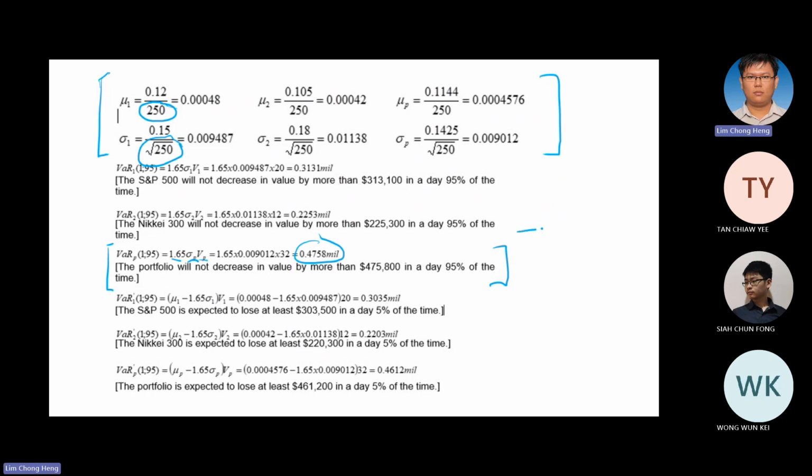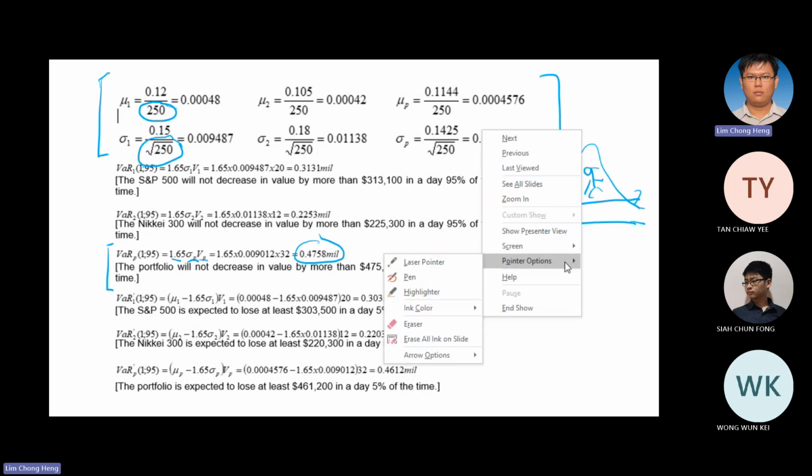Your result you can interpret based on 99% of time, 95%, either you are standing here. So 0.4758 means this is your maximum loss per day. You are 95% confident to tell your boss the loss will not be more than this figure. Okay, this is if you're standing at 95% confident.